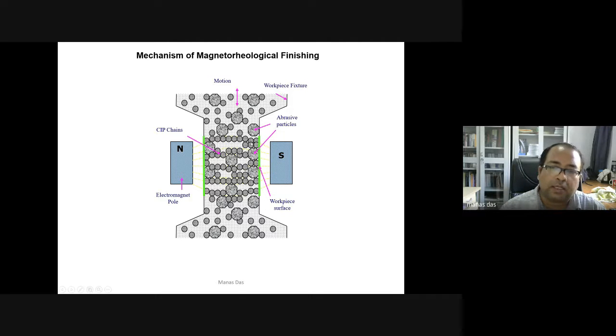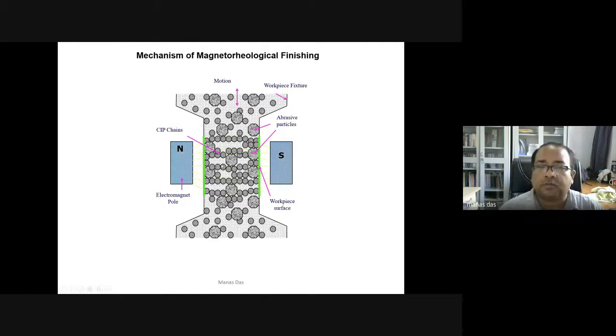Fe(CO)5, iron pentacarbonyl. This carbonyl iron particle's remnant magnetization is very low. So if you remove the magnetic field, it is immediately demagnetized. Now whenever you apply a magnetic field, suppose with north and south poles here, then along the magnetic lines these CIP particles make this kind of chains, along the magnetic lines of force, and abrasive particles are also mixed.